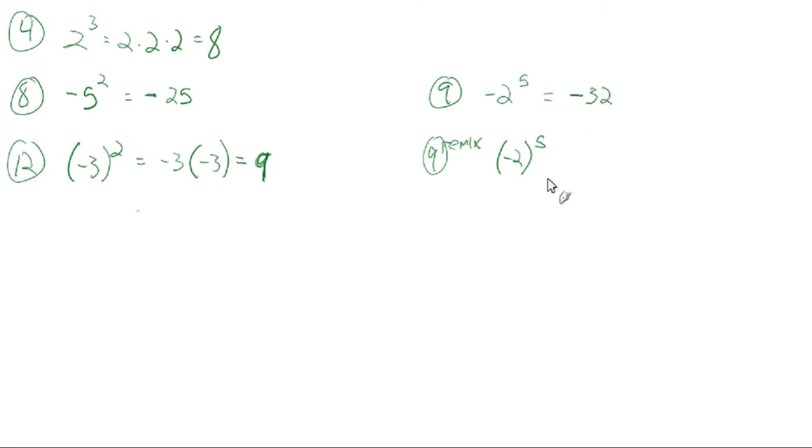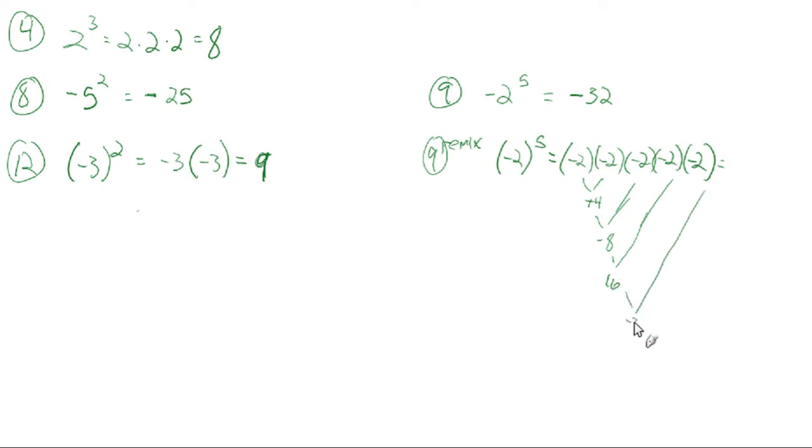Now this guy here is negative 2 times itself 5 times because we put the parentheses around it. Negative 2 times negative 2 times negative 2 times negative 2 times negative 2. All right, so negative 2 times negative 2 is positive 4. Positive 4 times negative 2 is negative 8. Negative 8 times negative 2 is positive 16. And 16 times negative 2 is negative 32. Whether I put the parentheses around it or I don't, I still get negative 32.